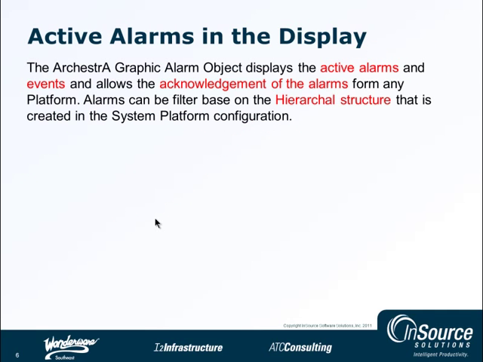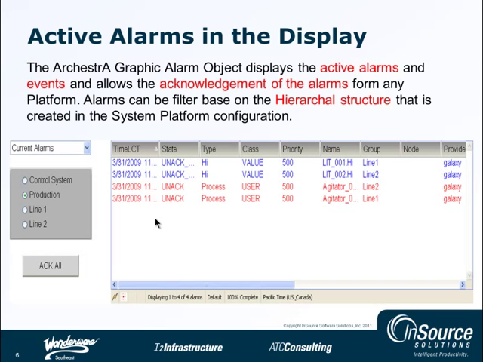As I mentioned earlier, there's an active alarm display, which displays the active alarms and events. It allows for acknowledgement of alarms from any platform in the system. It also allows you to filter the alarms based on the hierarchical structure that the System Platform configuration applies to those alarms and the areas that they're in. This is what the control looks like. It's a tabular layout, columns and rows, and then some of the navigation that we can add to it later on. Some of the current alarms, filtering by areas: control system, production, line 1.